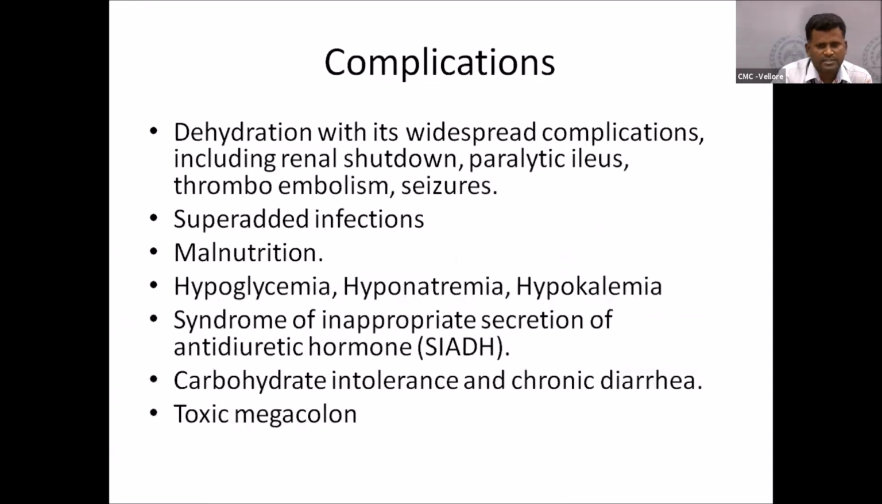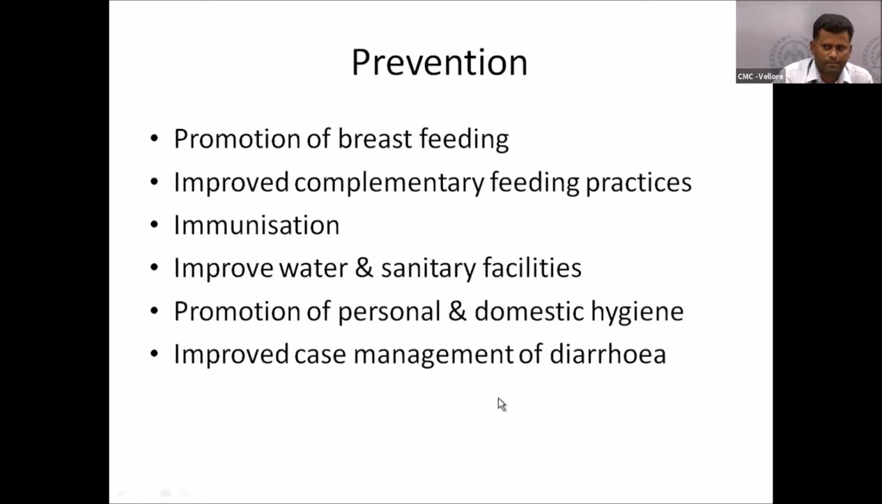And coming to the complications of diarrhea, they are mainly because of the dehydration, with complications like renal shutdown, paralytic ileus, thromboembolism, and seizures. Superadded infection, malnutrition, electrolyte imbalance, hypoglycemia, and also SIADH can occur, and toxic megacolon are some of the complications of acute diarrhea.